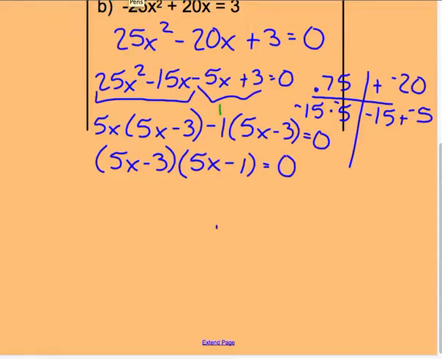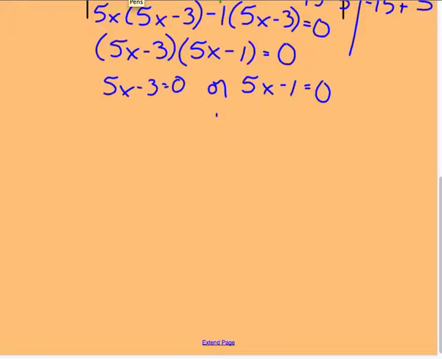Set each binomial equal to 0. And solve. So we have adding 3 dividing by 5, or adding 1 dividing by 5. So those are our two solutions for this quadratic equation.